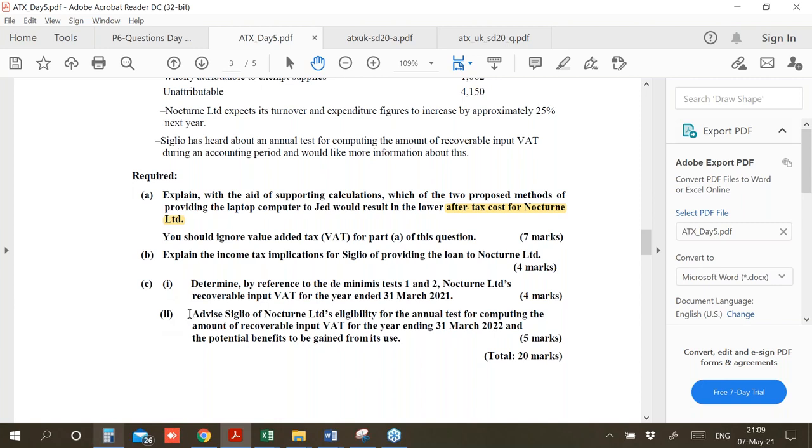And as far as the last part is concerned, I have already told you what the advantages of the annual test will be. Nocturne Limited will not have to conduct these tests every quarter. Rather, they will conduct the tests annually. However, there are certain conditions which we have just discussed before starting the question.